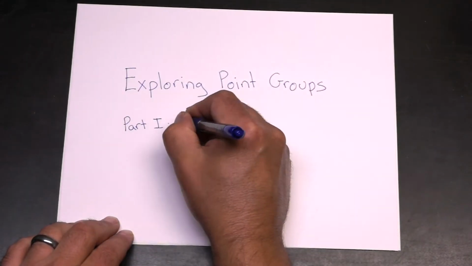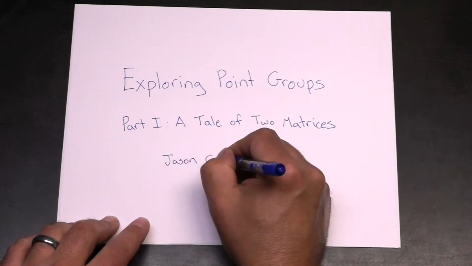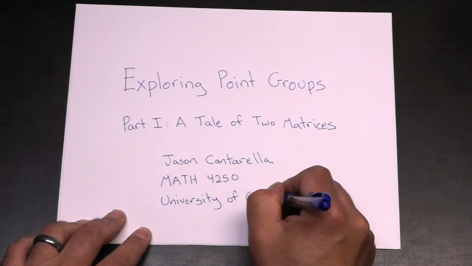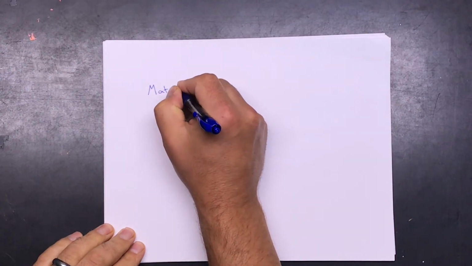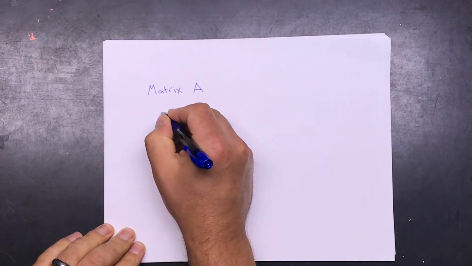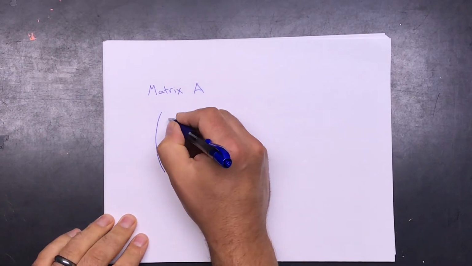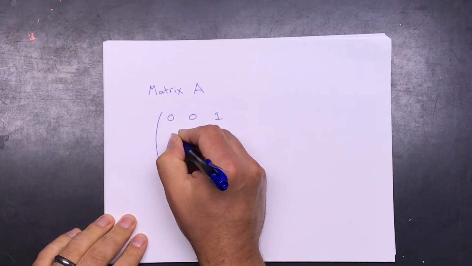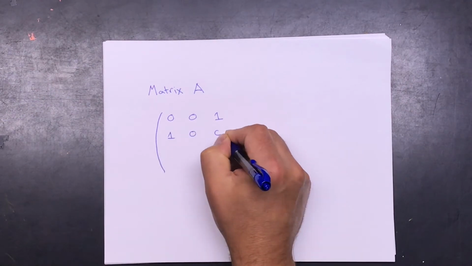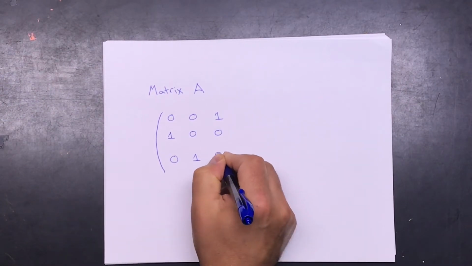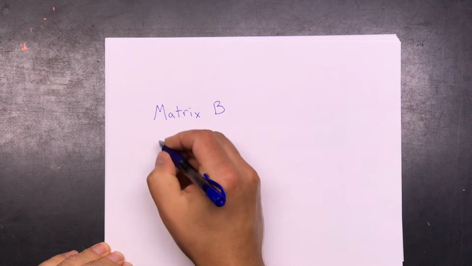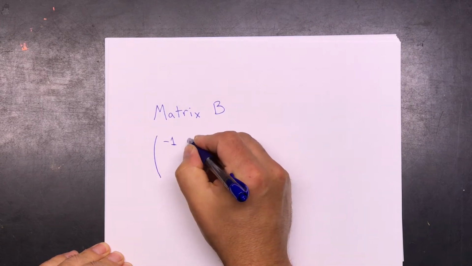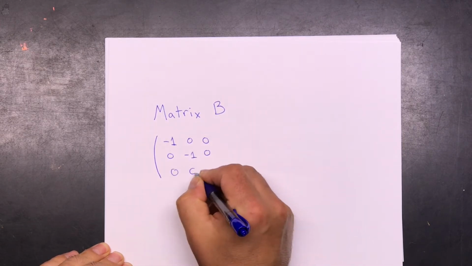Hello all. This is our video about exploring the point groups. We're going to start by talking about two matrices. Matrix A, which I'll write out for you here: 0, 0, 1, 1, 0, 0, 0, 1, 0. And matrix B, which again I'll write out for you: negative 1, 0, 0, 0, negative 1, 0, and 0, 0, 1.